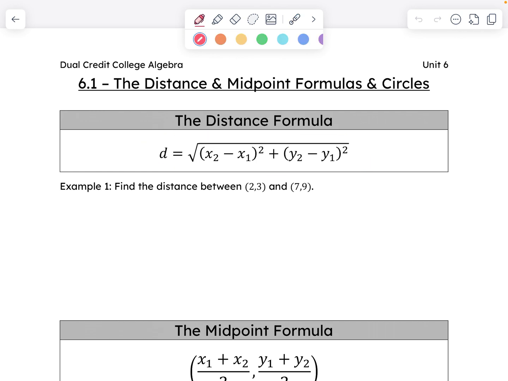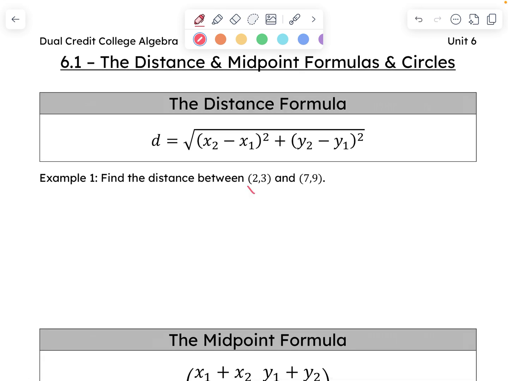So example 1 says find the distance between these 2 points. So I'm going to label this first point as my x1, y1. This second point is going to be my x2, y2, and then I just plug them into that formula and simplify. So I'm going to start with the distance is equal to that big square root, and then parentheses squared and another parentheses squared.